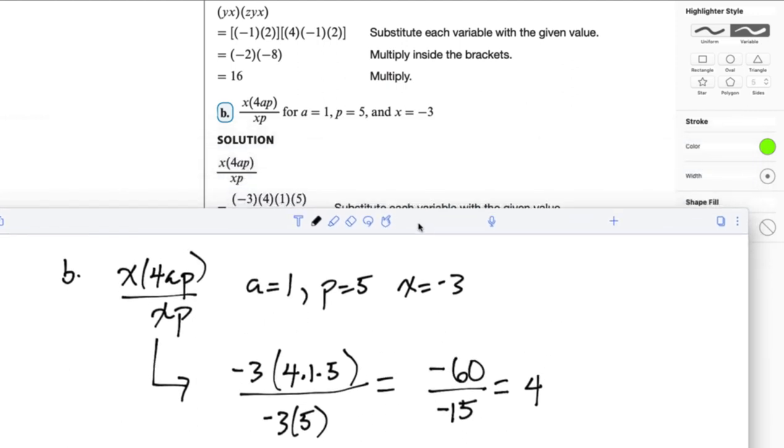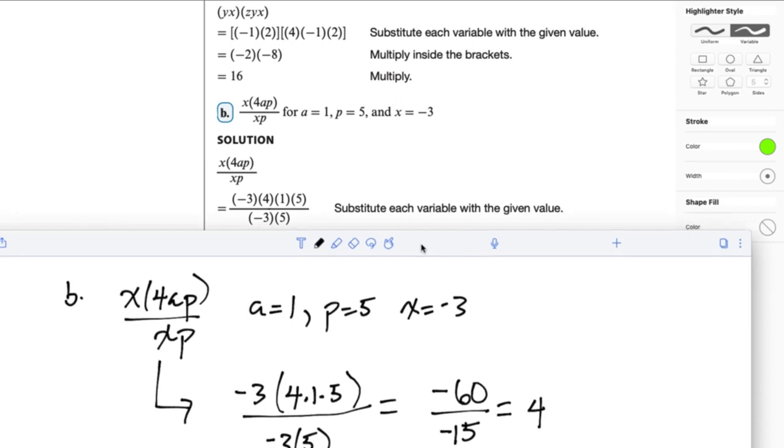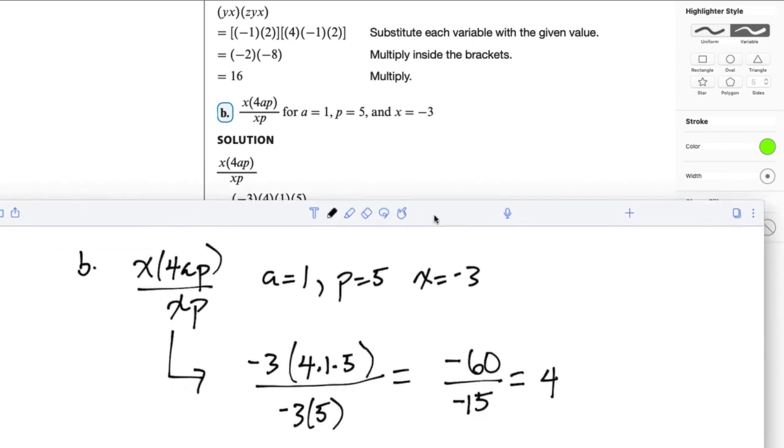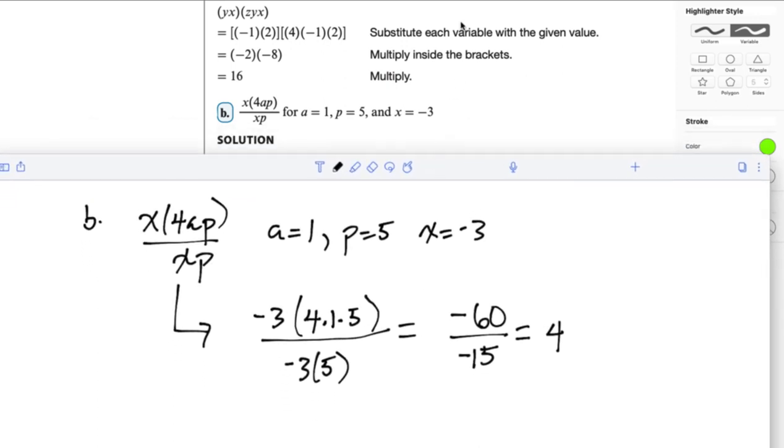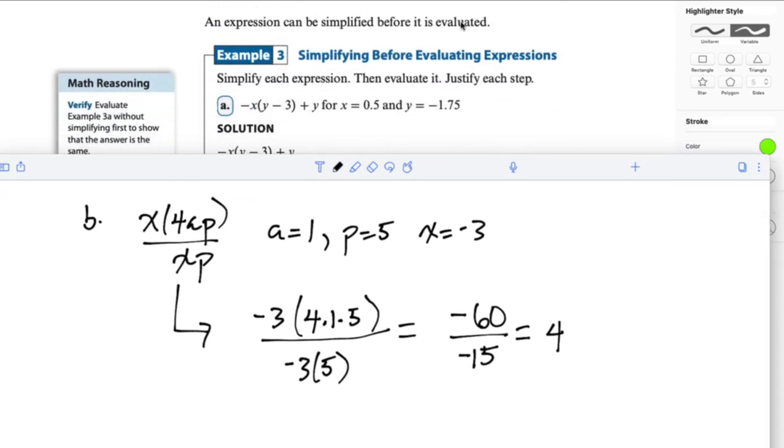I'm interested in seeing how the text did it. Nope, they did it the same way. Multiply, multiply, multiply. All right, we could have done some canceling here, but we'll get to that as we get more in depth in our mathematical understanding. All right, so that brings us to example C.